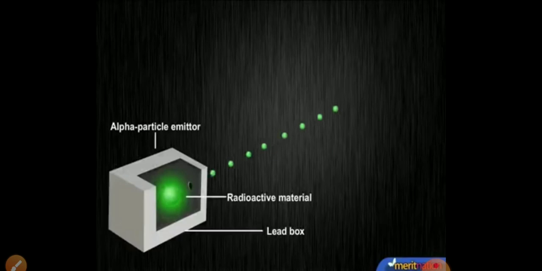But some of the alpha particles are deflected with small angles, some are deflected with large angles, and only one alpha particle out of 20,000 bounces back from the original source. So these are the observations. You can watch this video and you will understand about the Rutherford experiment.